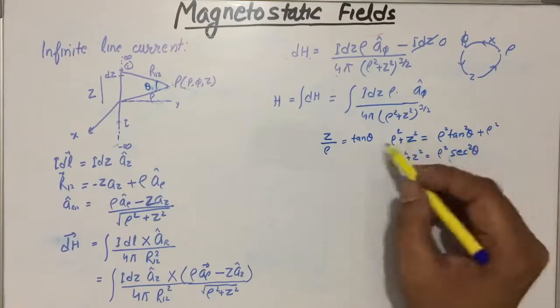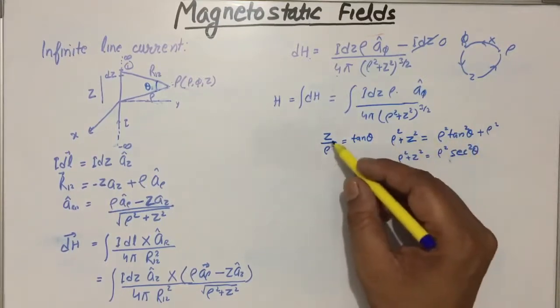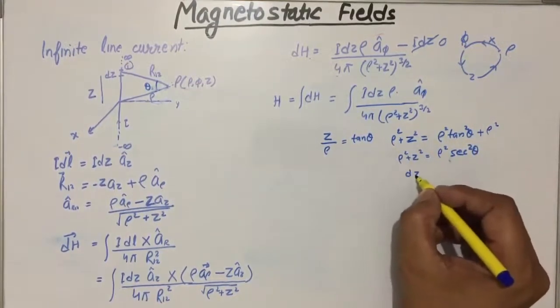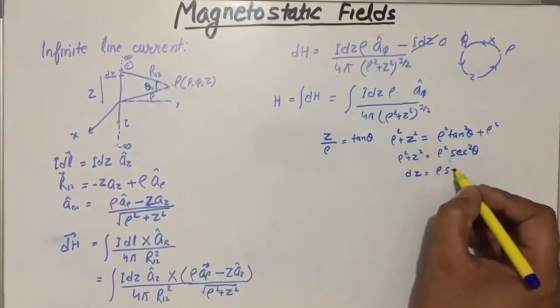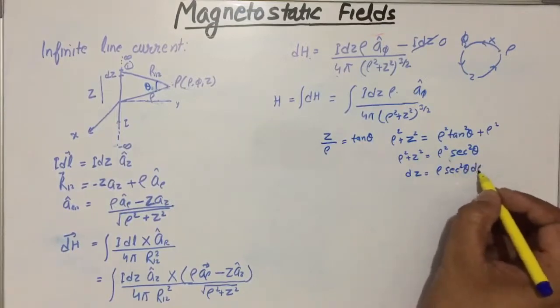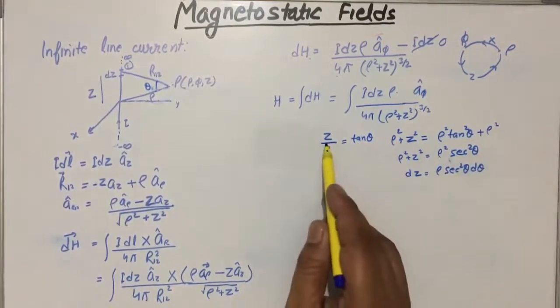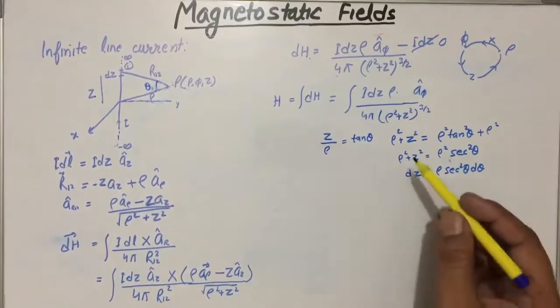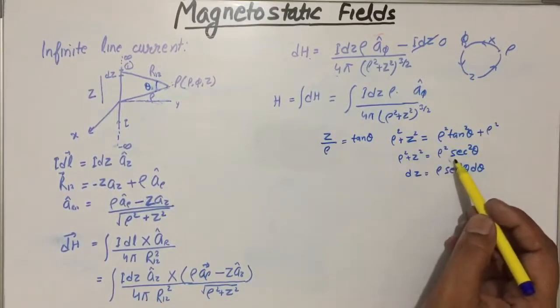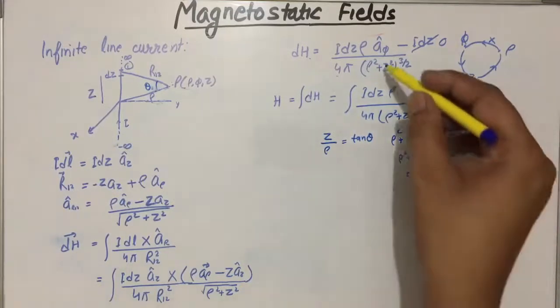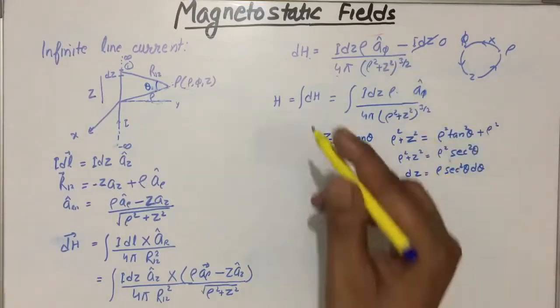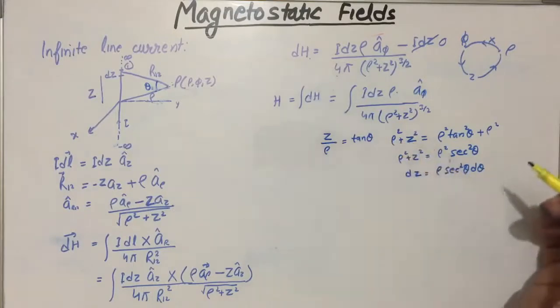If we differentiate this, dz will be rho tan theta differentiated, which gives sec square theta d theta. So the differentiation gives you dz, and rho square plus z square you can get from this. Here you have rho square plus z square and dz, two variables, and you can put them in this to find the complete H for the limit.